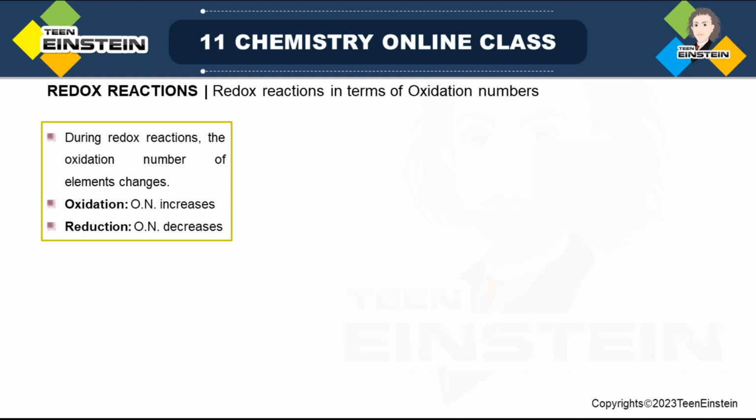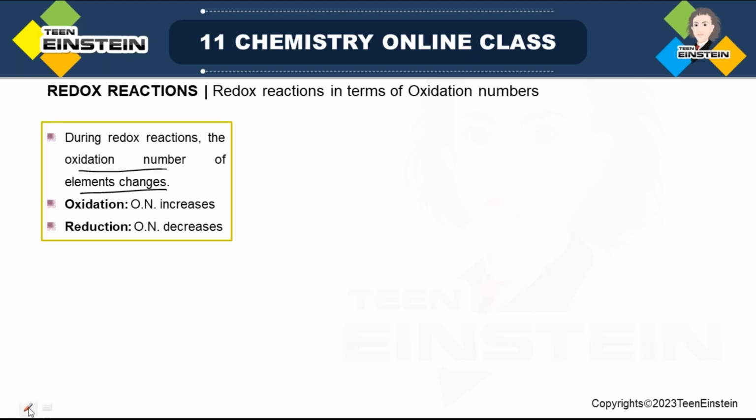But if any redox reaction is given, we can see how the oxidation numbers are changing in the elements. This discussion is all about that. In a redox reaction, we will see how the oxidation numbers are changing before the reaction and after the reaction. It is not necessary that all the elements will change in oxidation number, only for some elements. So during a redox reaction, the oxidation number of elements changes.